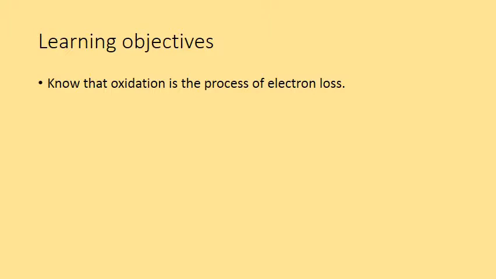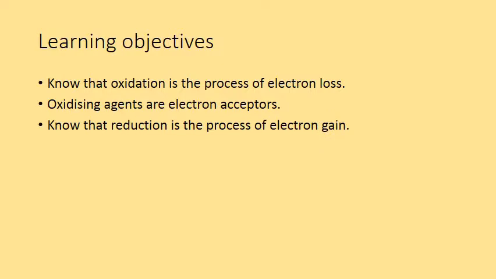The first of which is that we want to know that oxidation is the process of electron loss, and oxidizing agents are electron acceptors. Corollaries of those two are the next two: reduction is the process of electron gain and reducing agents are electron donors.